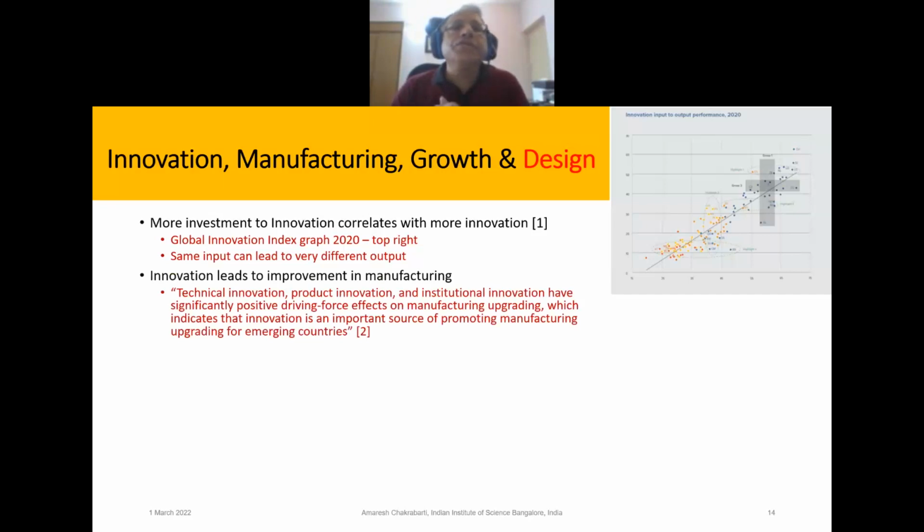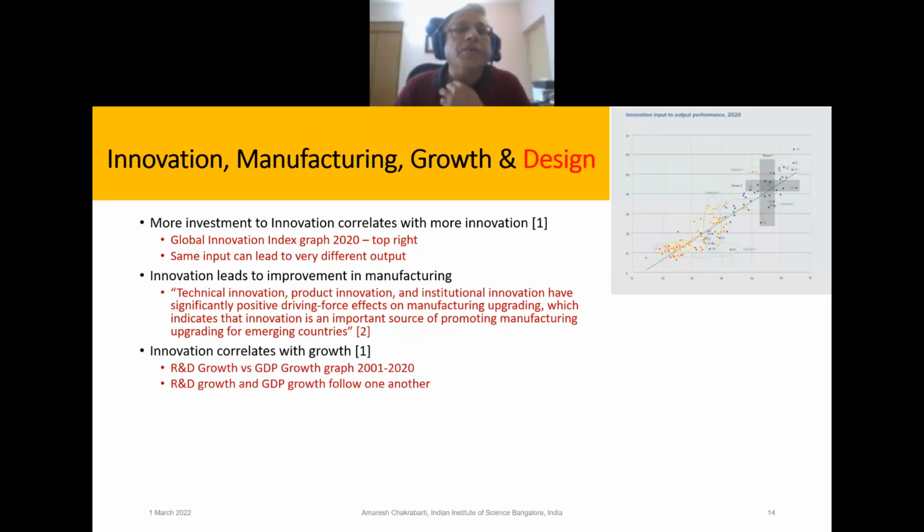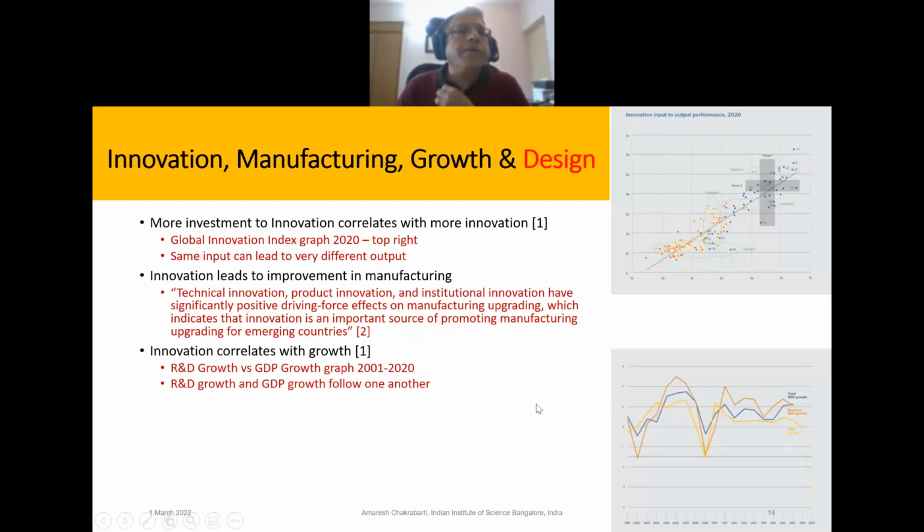Second is that innovation leads to improvement in manufacturing, because innovation leads to new products, processes, and so on. And when you implement that, the life cycle of that comes in, and as a result, manufacturing gets expanded. The third is that innovation correlates with growth. That's the second graph that I'm showing on the right side, once again from the Global Innovation Index. And once again, let's not worry about the X and Y axis, but broadly speaking, one of these lines is R&D growth, the other is GDP growth, and R&D growth is a representative of innovation growth, and therefore innovation growth is correlating with GDP growth.